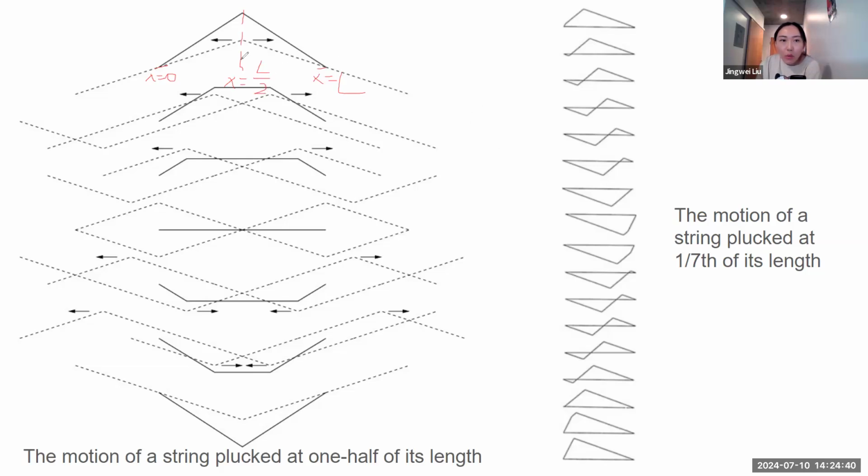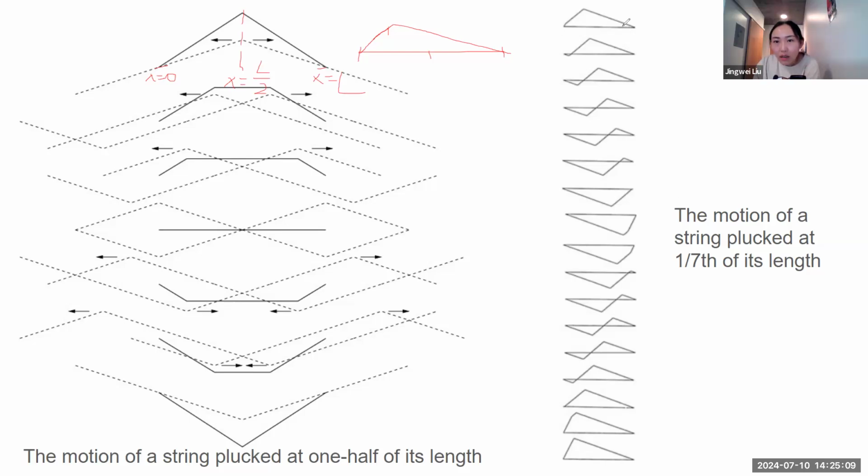Okay, but what if you pluck the string somewhere else? Let's say we don't choose the middle point, we just choose some other point here. Let's say we pull the string here like this. Then what's the movement, right? Because the left traveling wave and right traveling wave won't be symmetric anymore. Then what will happen to the string? What will the movement look like?